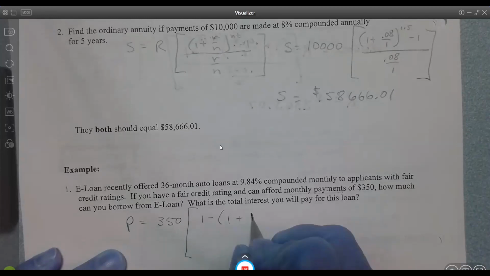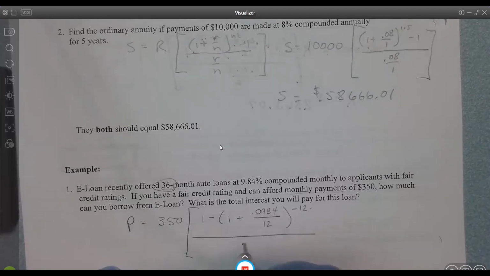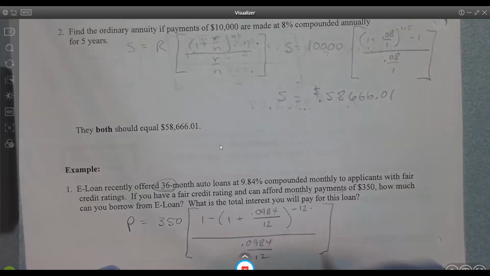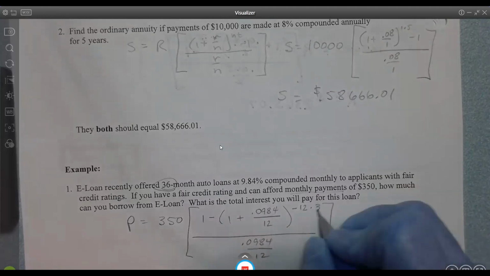Monthly, remember, is 12. Be careful. I've had people put 36 in. But what is T in terms of? Can anybody tell me? It's going to be 3. It is going to be 3 because it's in terms of years. So you just have to read carefully.